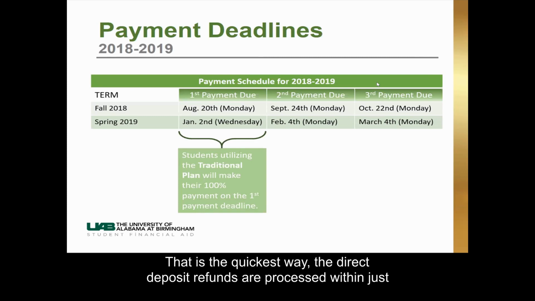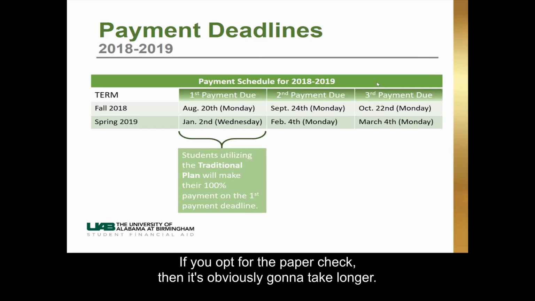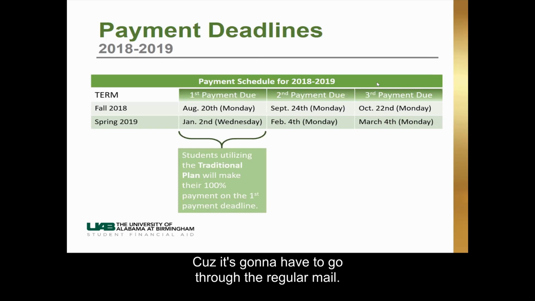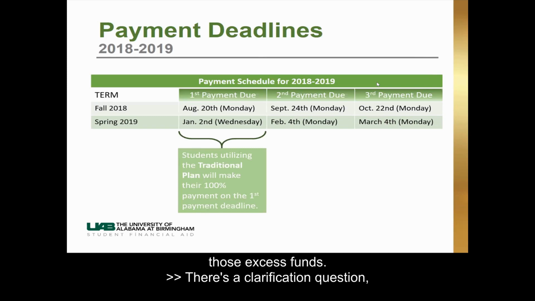That is the quickest way. The direct deposit refunds are processed within just a day or two of the funds paying out. If you opt for the paper check, then it's obviously going to take longer because it's going to have to go through the regular mail. So we recommend everyone set up direct deposit through BlazerNet to get those excess funds.